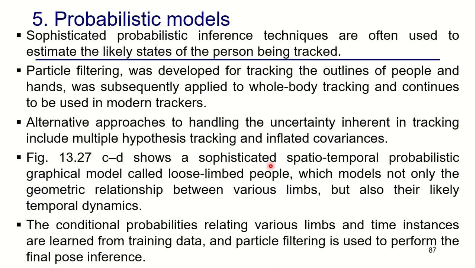The figure shows a sophisticated spatio-temporal probabilistic graphical model called loose-limbed people, which models not only the geometric relationship between various limbs but also their likely temporal dynamics. The conditional probabilities relating various limbs and time instances are learned from training data, and particle filtering is used to perform the final pose inference.